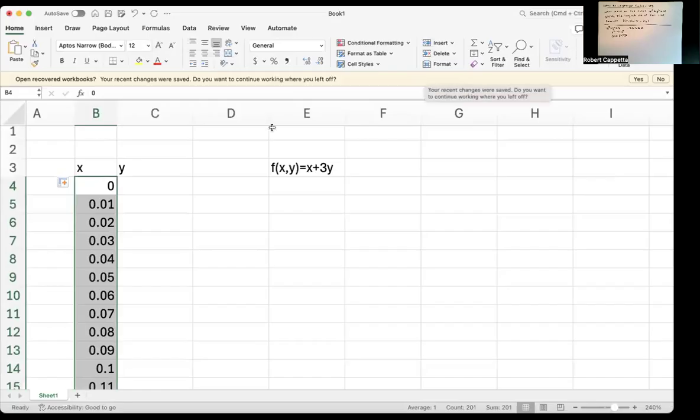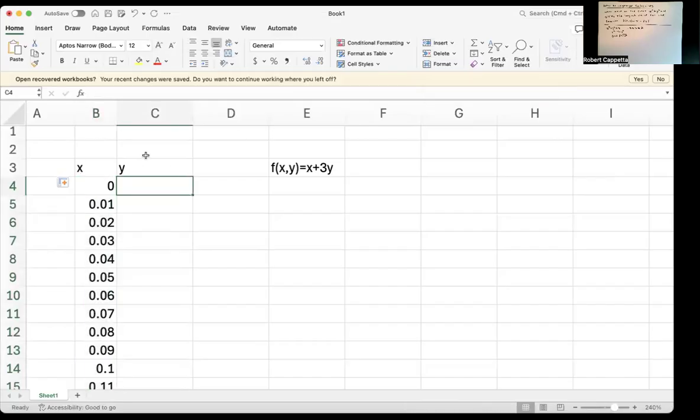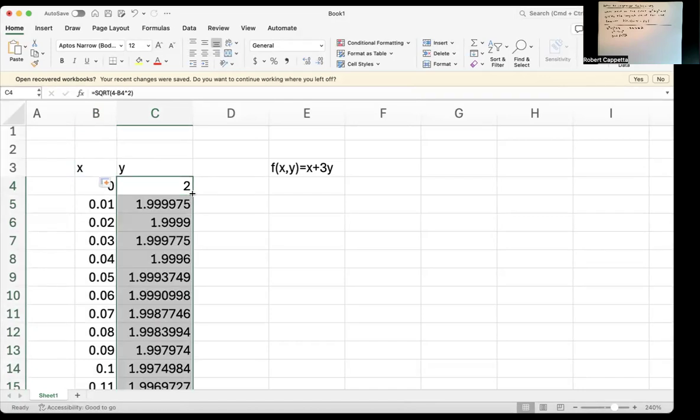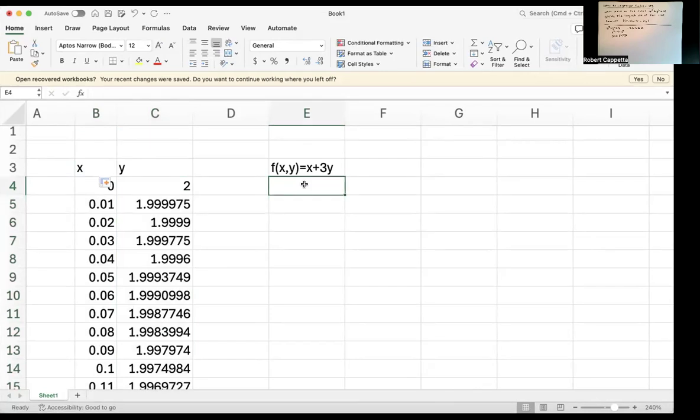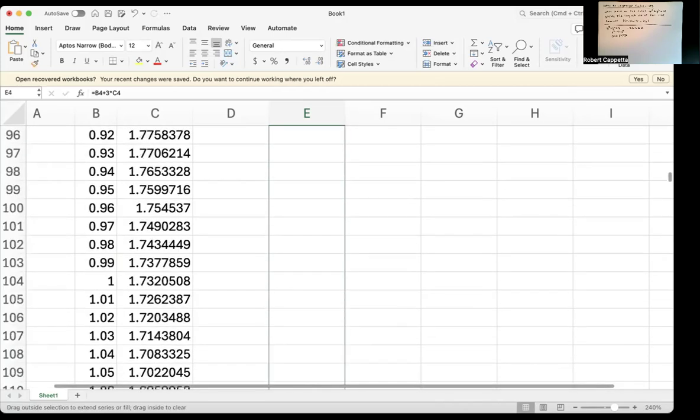So x and y will be positive values and we try to identify which is the maximum one that we see there. So I've got my x values. My y, I want to be the square root of 4 minus the x value squared. And of course, if x is 0, y would be 2, and we'll autofill this all the way down. And we are looking for a maximum value, right? I want the maximum value of x plus 3y, so equals the x value plus 3 times the y value. And what will that give me? Let's autofill this all the way down, and we're going to look for our maximum value.